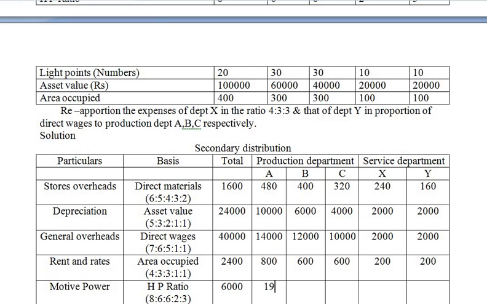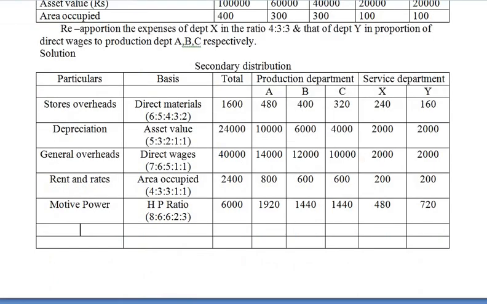1,920, 1,440, 1,440, 480, 720. Okay. The next expense they have given is repairs and maintenance.